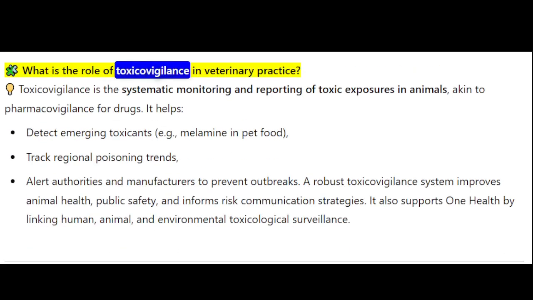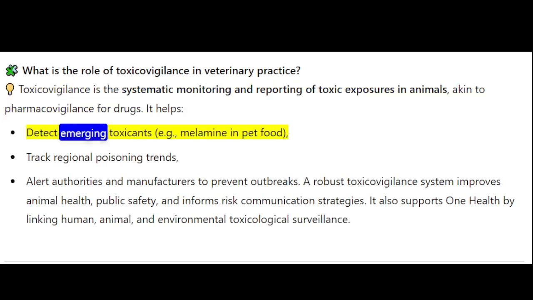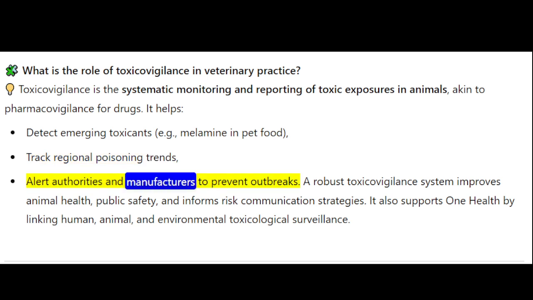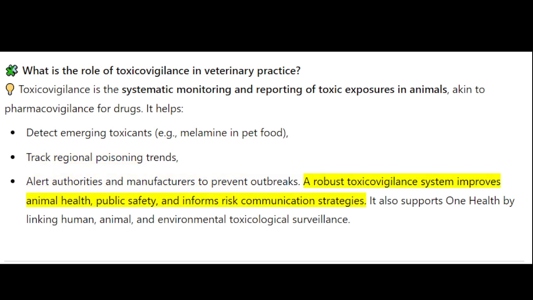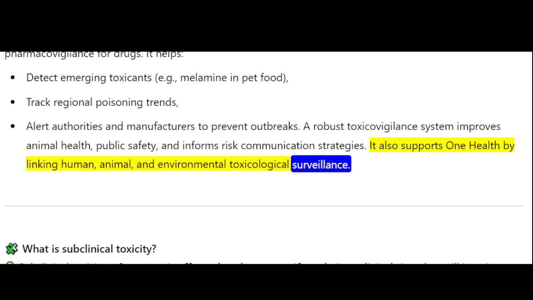What is the role of toxicovigilance in veterinary practice? Toxicovigilance is the systematic monitoring and reporting of toxic exposures in animals, akin to pharmacovigilance for drugs. It helps detect emerging toxicants, for example, melamine in pet food. Track regional poisoning trends. Alert authorities and manufacturers to prevent outbreaks. A robust toxicovigilance system improves animal health, public safety, and informs risk communication strategies. It also supports One Health by linking human, animal, and environmental toxicological surveillance.